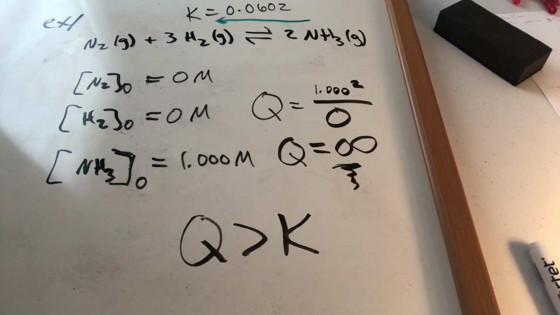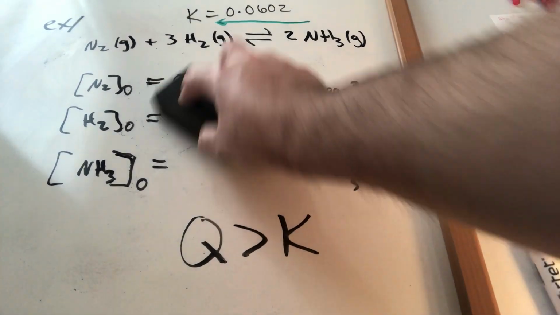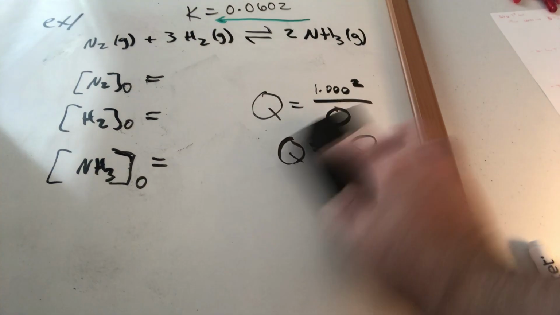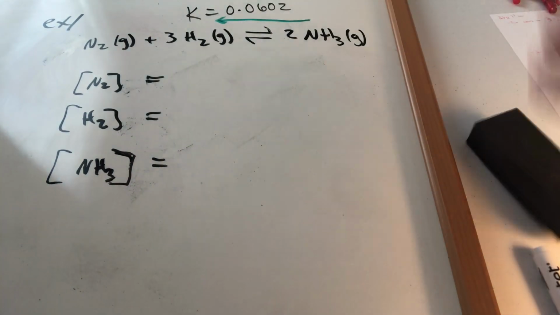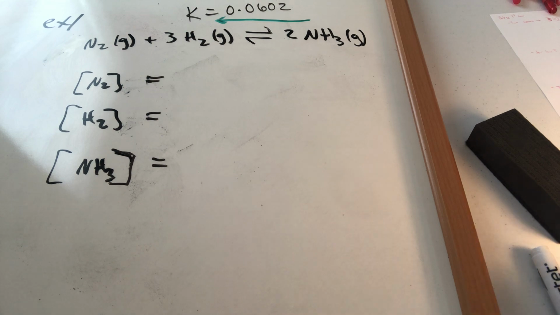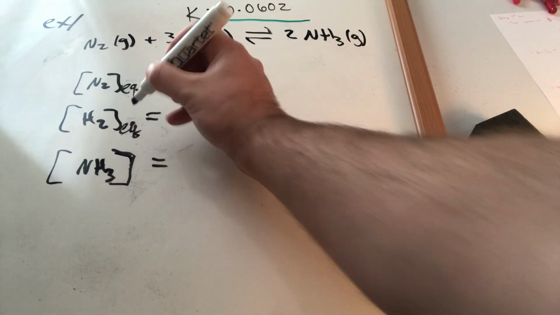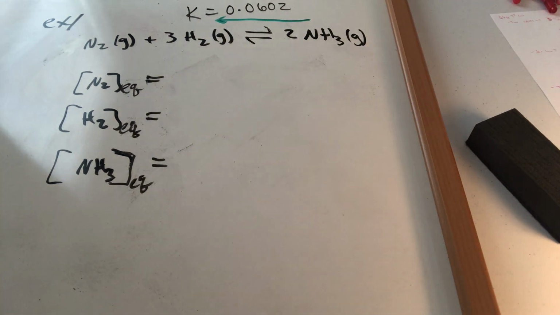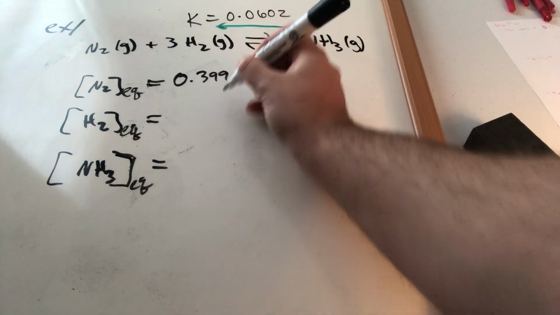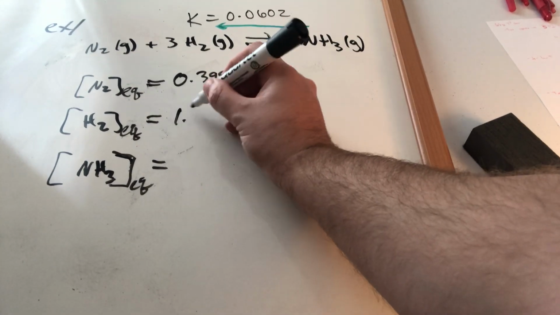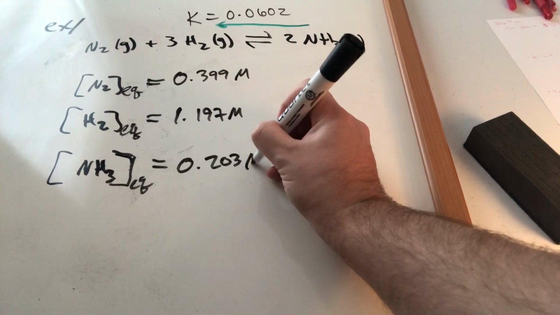If you flip your slideshow, you'll see that's what happens when we look at the same information. Because we got a Q that was so big we called it infinity, we had way too many products. So we're going to get shifting to the reactant side to get to equilibrium. What we end up with is a situation where at equilibrium, this is 0.399 molar. This is 1.197 molar. And this is 0.203 molar.